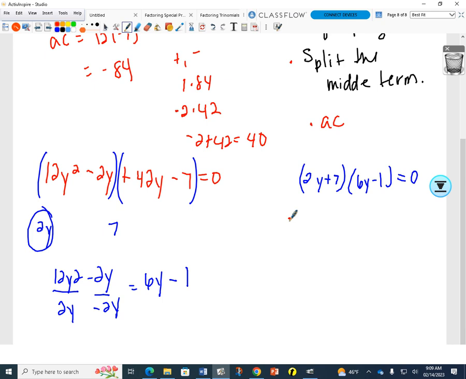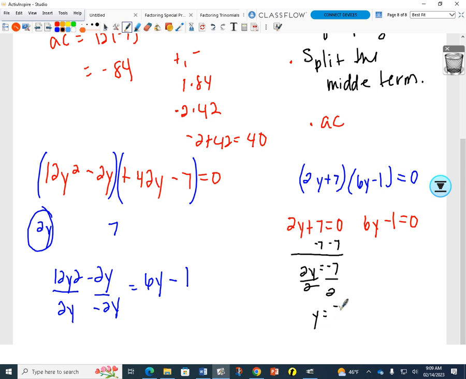2y plus 7 equals 0, right? 6y minus 1 equals 0. So now we solve those individually. We have 2y equals negative 7, divide both sides by 2. One of our solutions is negative 7 halves.